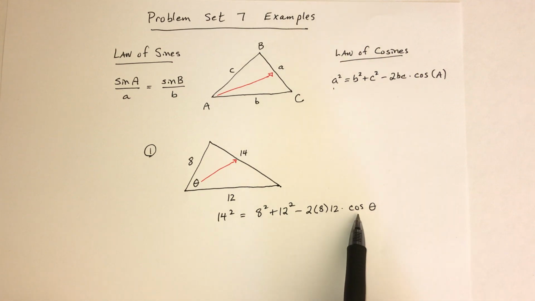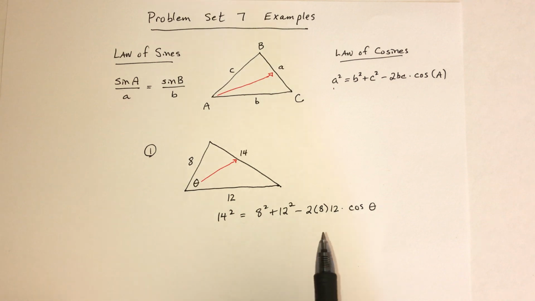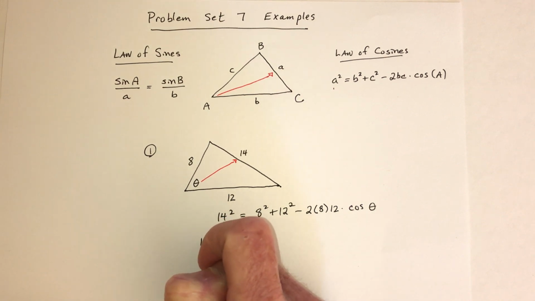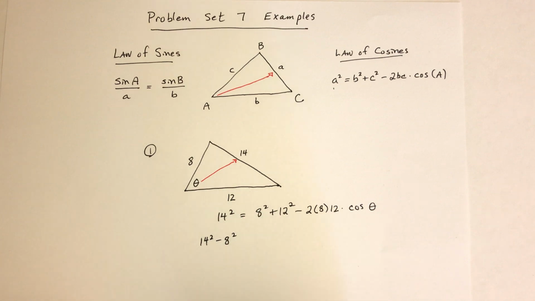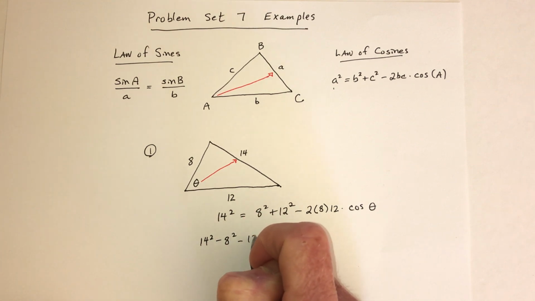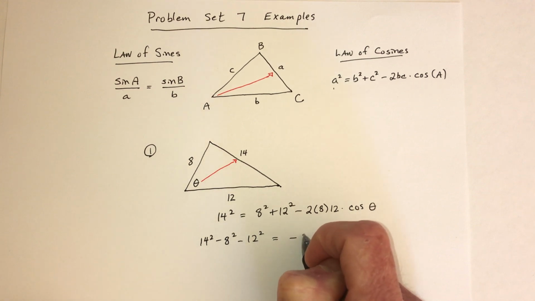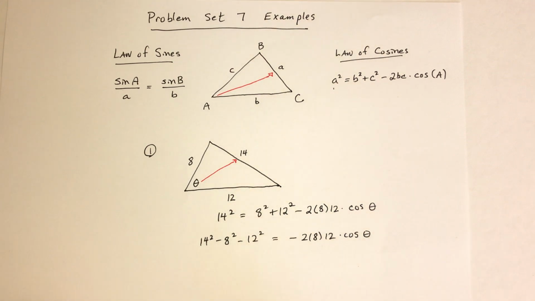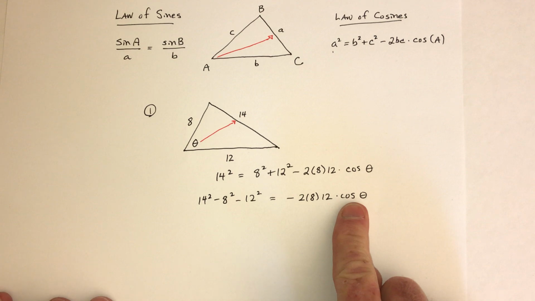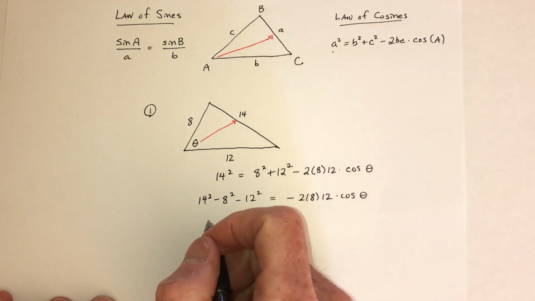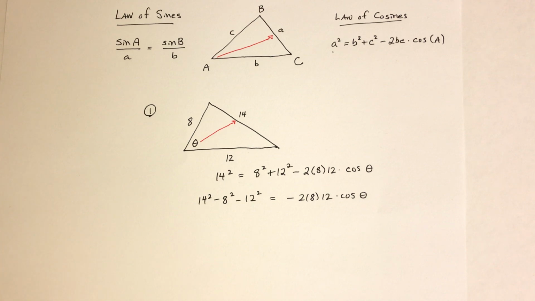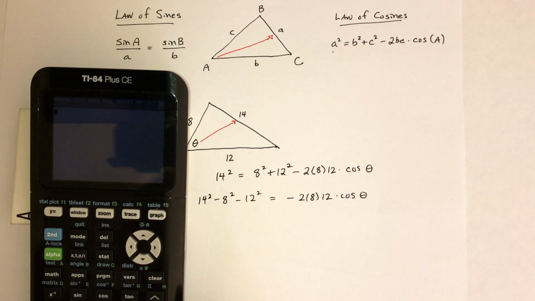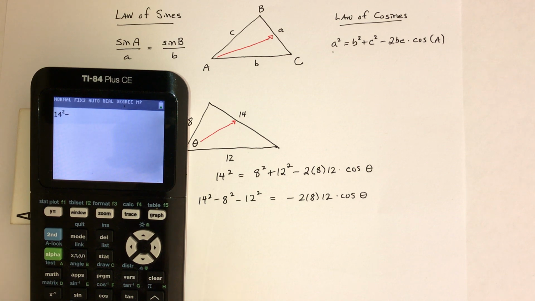So now I need to isolate this cosine of theta. So subtract 8 squared and subtract 12 squared from both sides. And I don't actually need to put like 64 right there because I'm going to put this in a calculator in just a moment. Okay, next, to isolate this cosine, divide both sides by these numbers. I might as well just start using the calculator right now. We've got 14 squared minus 8 squared minus 12 squared. That equals a negative 12.